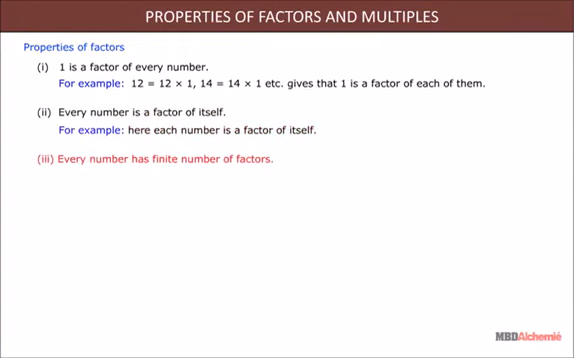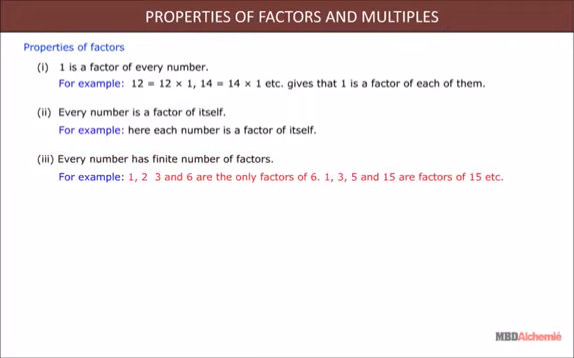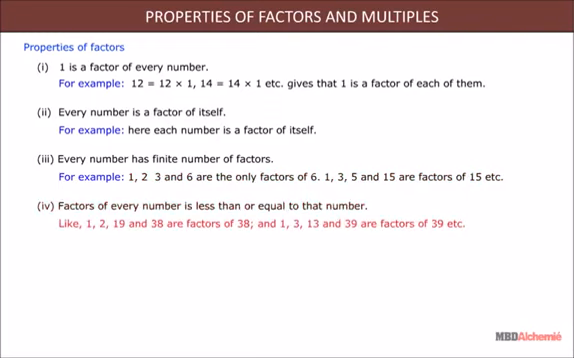Every number has a finite number of factors. For example, 1, 2, 3 and 6 are the only factors of 6. 1, 3, 5 and 15 are factors of 15, etc. Factors of every number are less than or equal to that number. Like 1, 2, 19 and 38 are factors of 38, and 1, 3, 13 and 39 are factors of 39, etc.